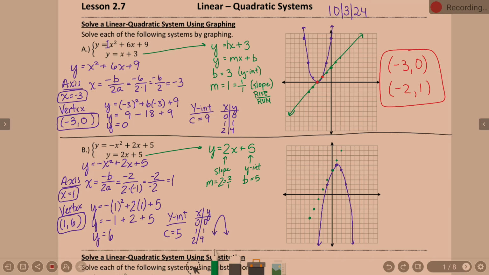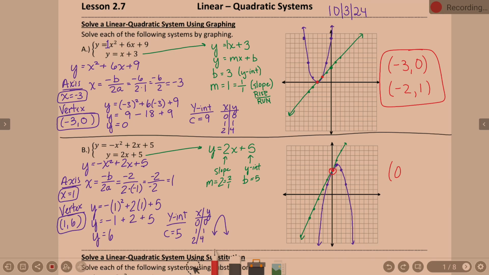Thoughts of what's happening there? It's kind of hard to tell, isn't it? But what do we have to know? We have to know where our graphs are crossing. Where are they crossing? At the 0, 5. Okay, we know they're crossing here, which is the ordered pair 0, 5.